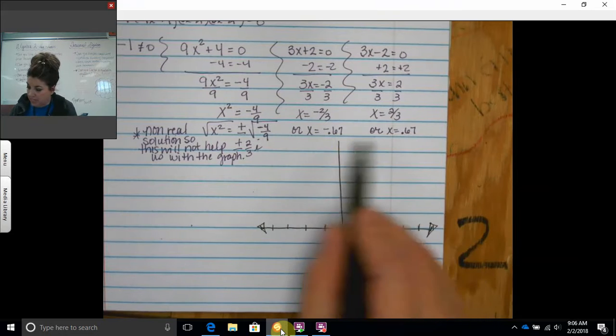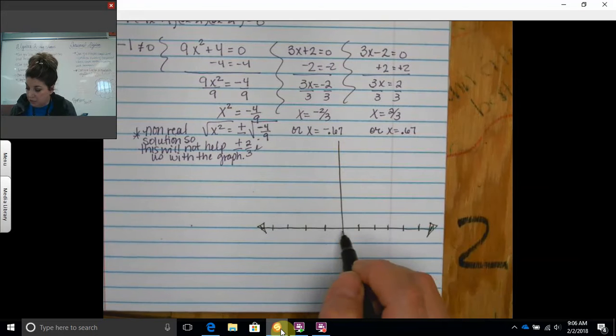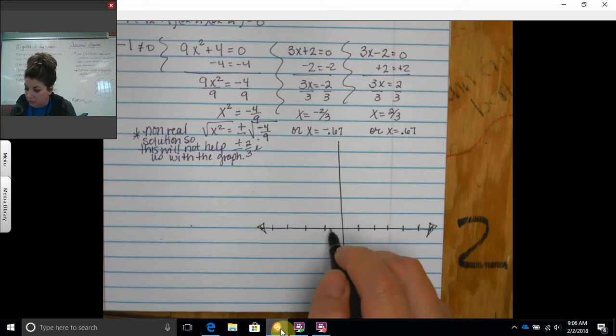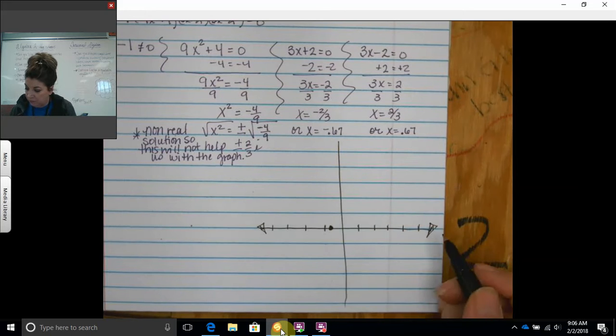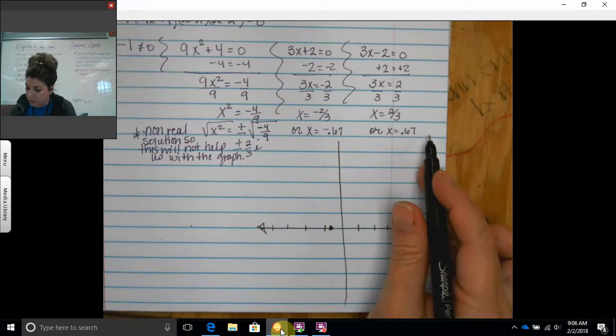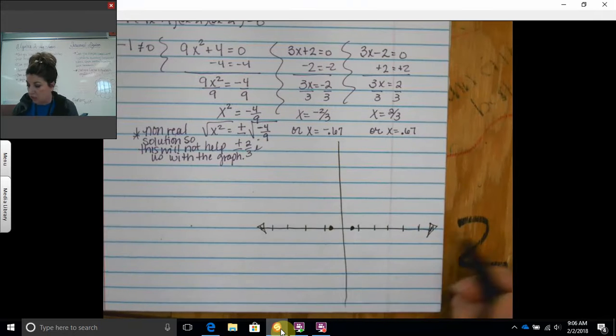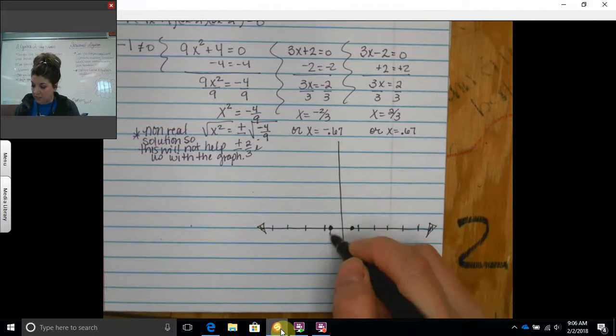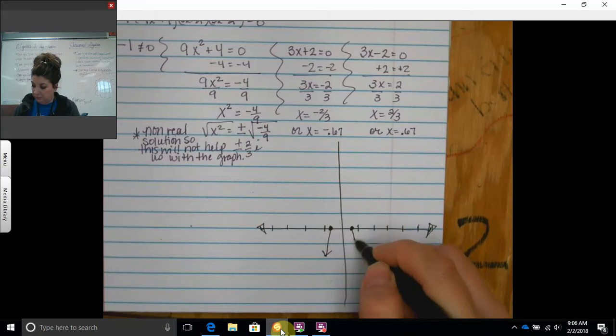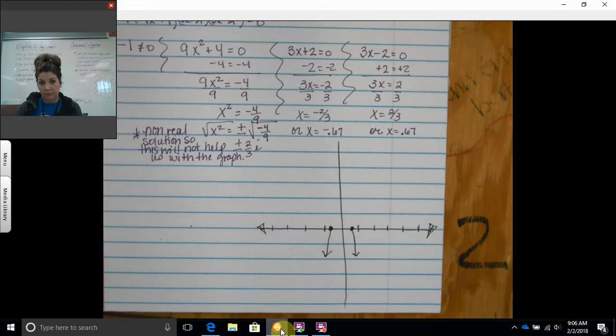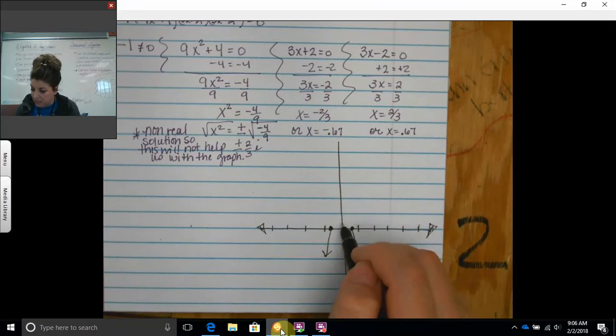And one solution is at negative 0.67. So that's between 0 and negative 1. A little closer to the negative 1. Positive 2/3 or 0.67 is between 0 and positive 1. A little closer to positive 1. We know it's down and down, right? And we know the y-intercept is 16.